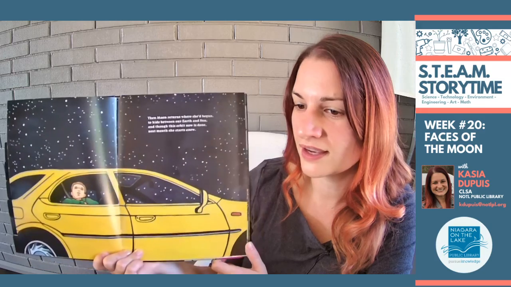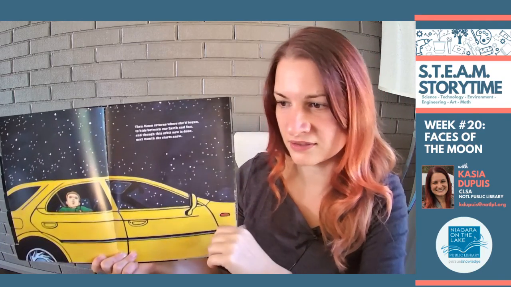Oh, now what happens? After crescent, do you remember what we started with? It's not the full moon. It's a new moon, right? The moon returns where she begun to hide between our earth and sun. And though this orbit now is done, next month she starts anew. So she goes back to the new moon and she'll start the whole process all over again, right?